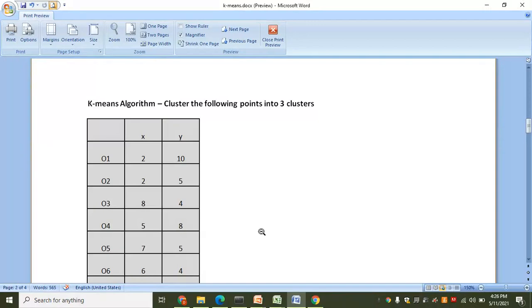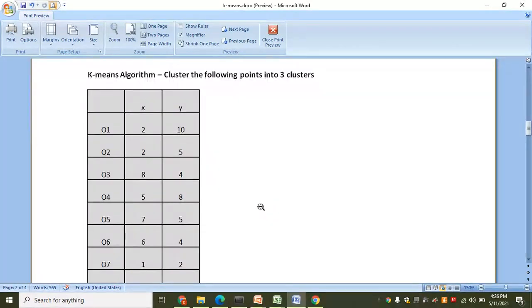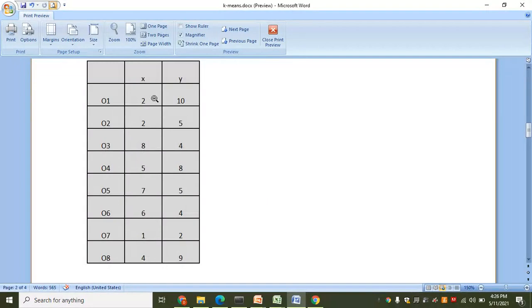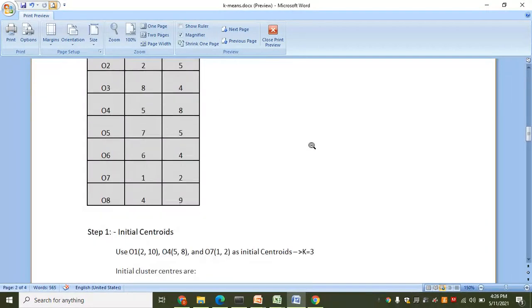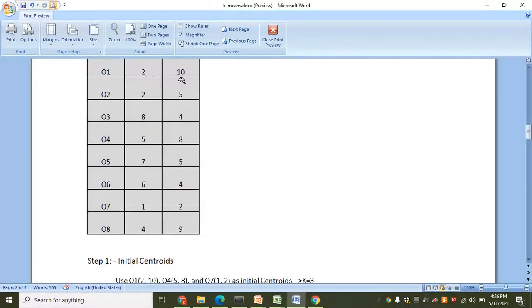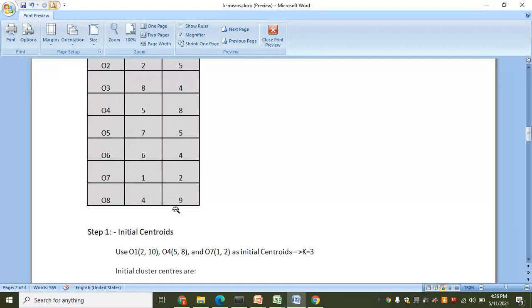Now coming to the problem. We have 8 data points and two features x and y. Step 1: first we need initial centroids. We are going to use object 1, that is 2 comma 10, object 4, that is 5 comma 8, and object 7, that is 1 comma 2, as initial centroids. Then k will be 3.